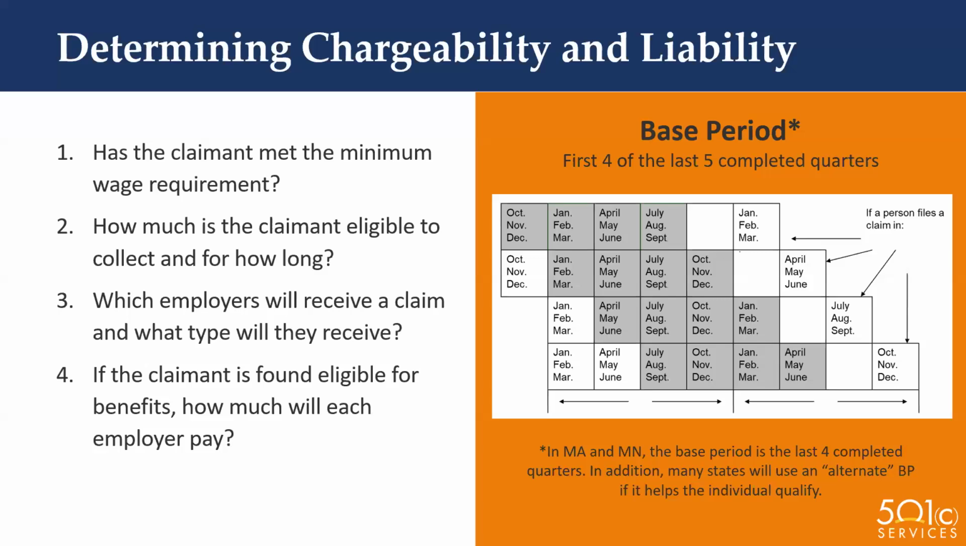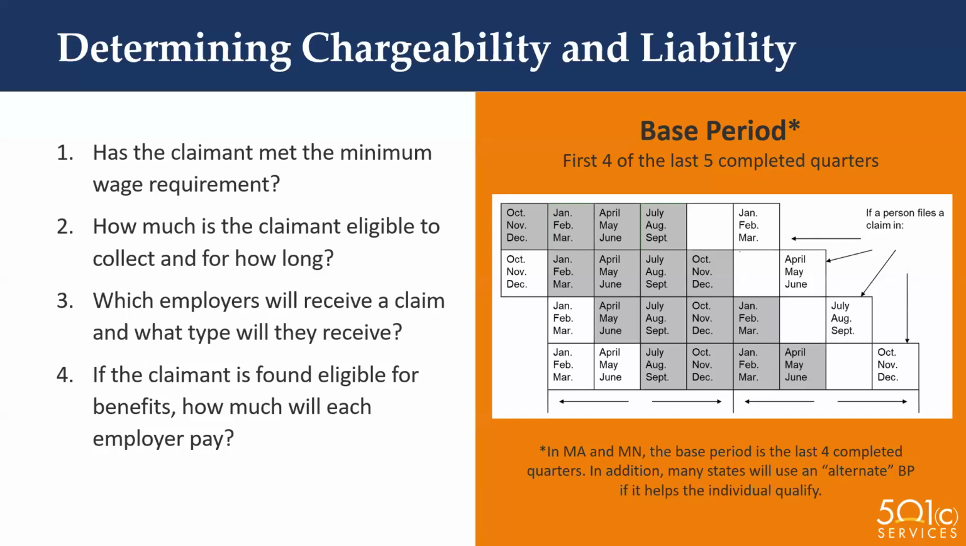So the first thing that the state will do, and this is all states, when someone files an unemployment claim, is they're going to determine something called the base period. In the majority of states, the base period is going to be the first 4 of the last 5 completed quarters. The exceptions to this are Massachusetts and Minnesota. They use the last 4 completed quarters, but most states use the first 4 of the last 5 completed quarters.